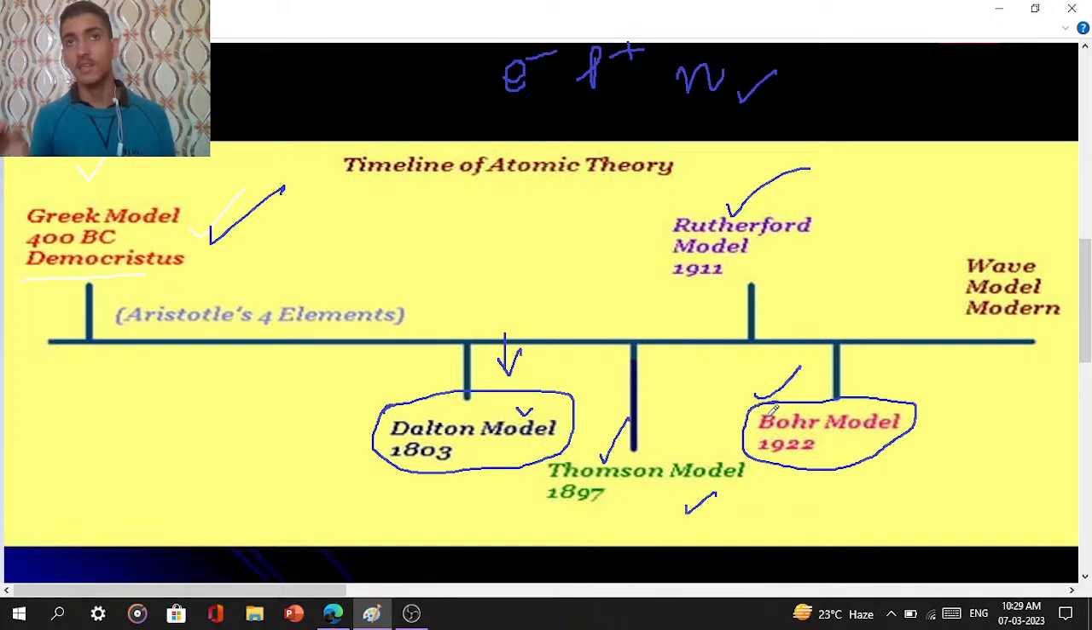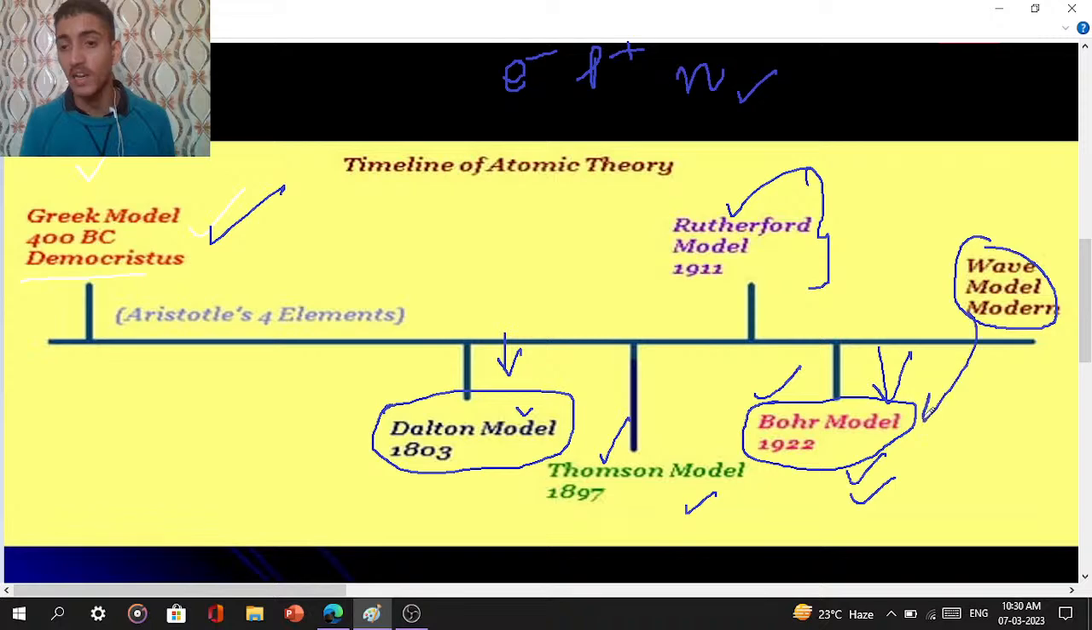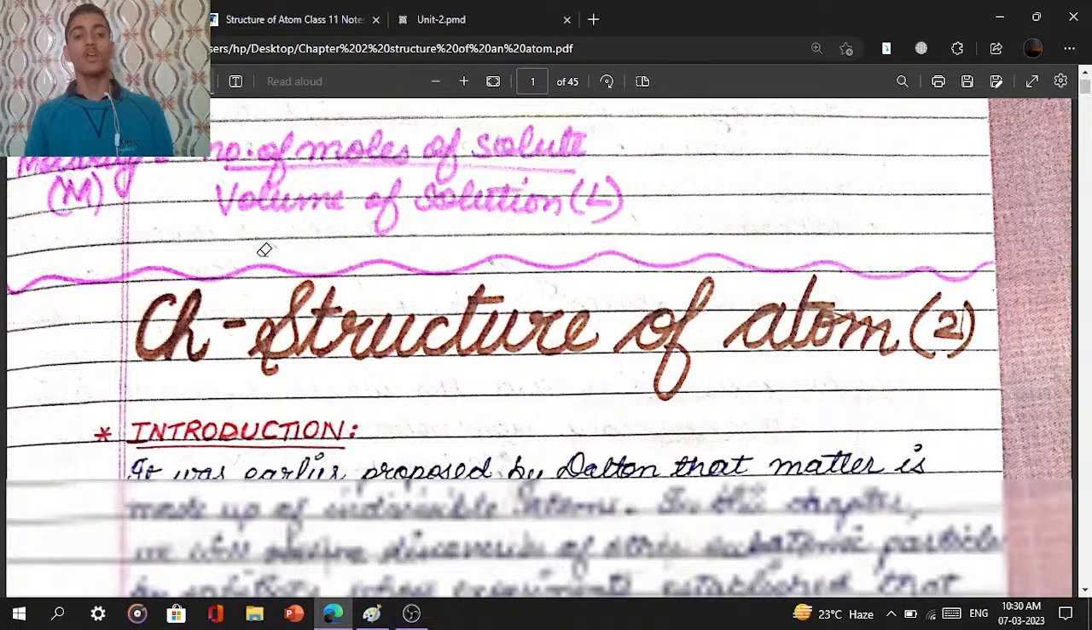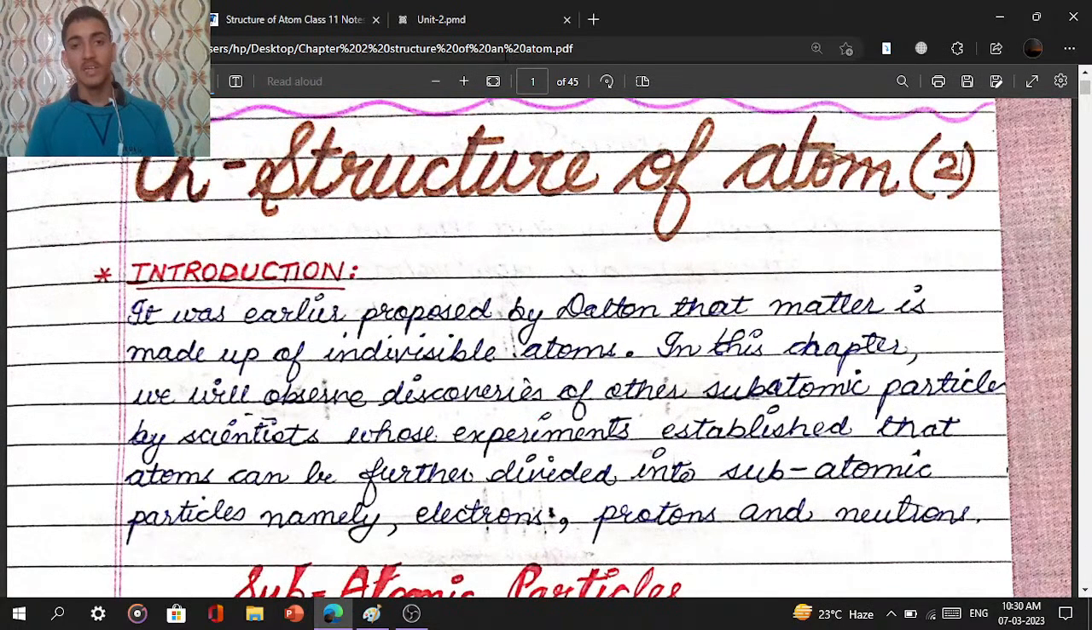About Bohr's model, I had just told you that he gave the different shells just names. He said that the electrons revolve around the nucleus in a fixed path that is known as an orbit. Just this I told you, but I haven't explained his model thoroughly and properly. So first of all, let's understand this, and then we will come back to Bohr's model. Clear? So let me quickly recapitulate what we have done.